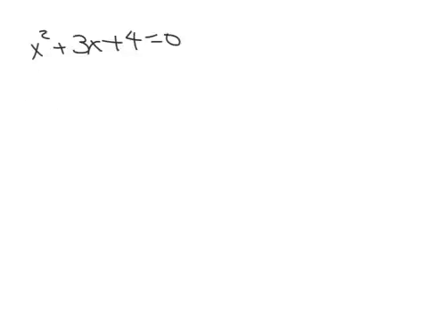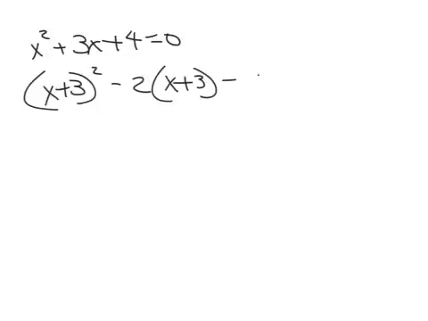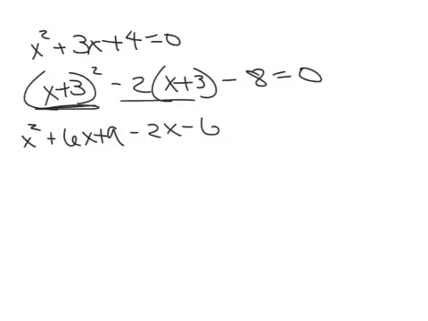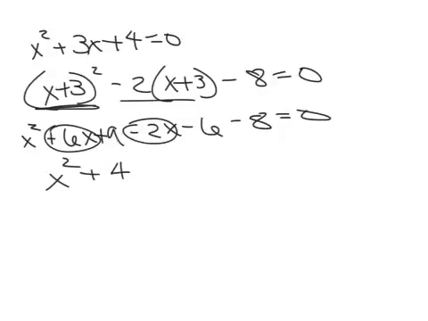Alright, sometimes things don't look so quadratic-formula-ish. We may have something like this. And you have a couple ways to do that. You can do the FOIL method here and get x squared plus 6x plus 9. Distribute there. Minus 8 equals 0. And combine like terms, this one and this one, and get plus 4x. 9 minus 6 is 3. Minus 8 is negative 5.